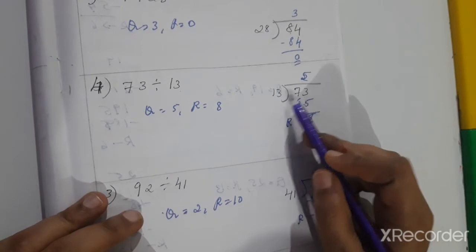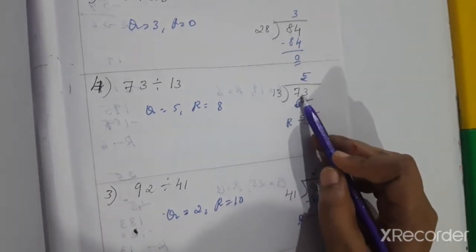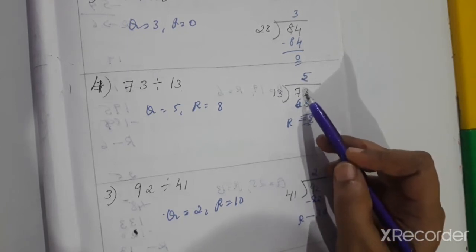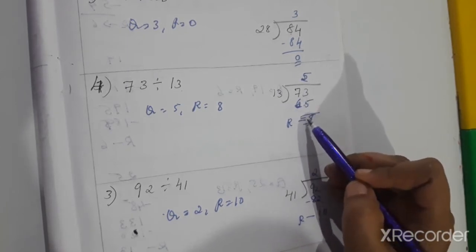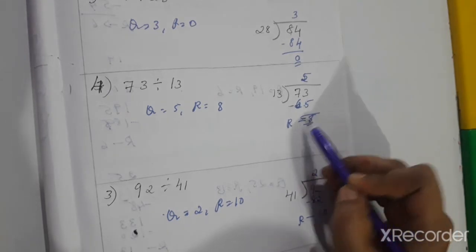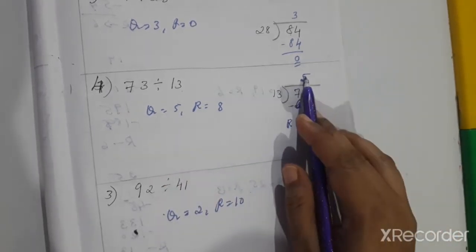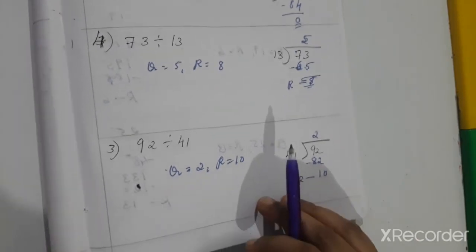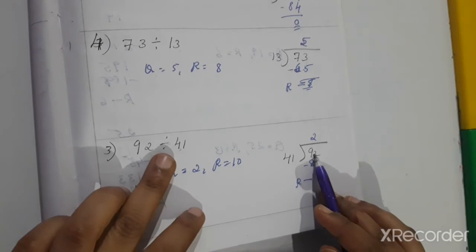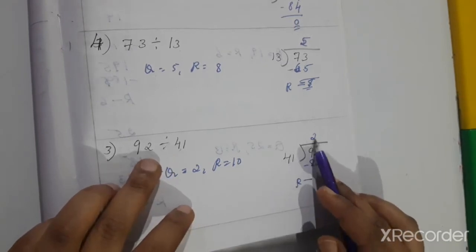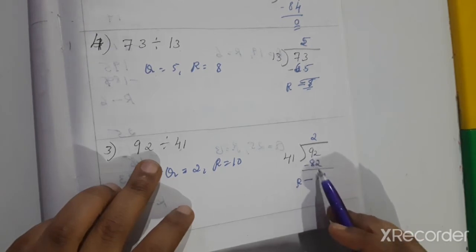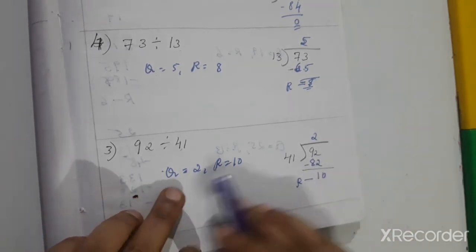The next one, fourth question, 73 divided by 13. So 13 here divides 73 here. 13 5s are 65. Then 73 minus 65, after subtracting the answer is 8. 8 is the remainder. Quotient is 5. The next third question, 92 divided by 47. So 47 here, 92 here, children. 41 2s are 82. That is the nearer one. Then 92 minus 82, after subtracting remainder is 10 and quotient is 2.